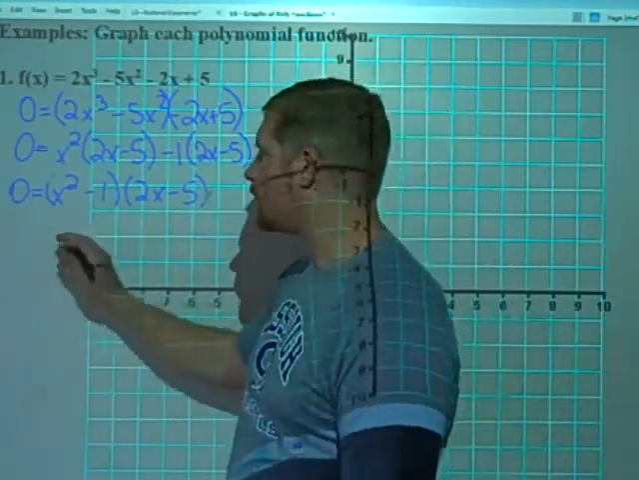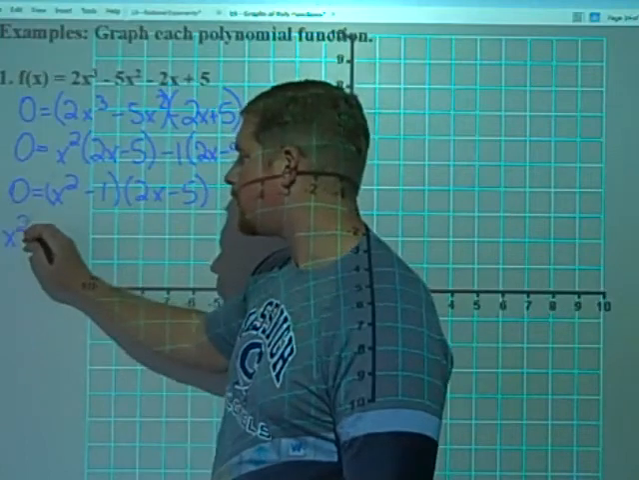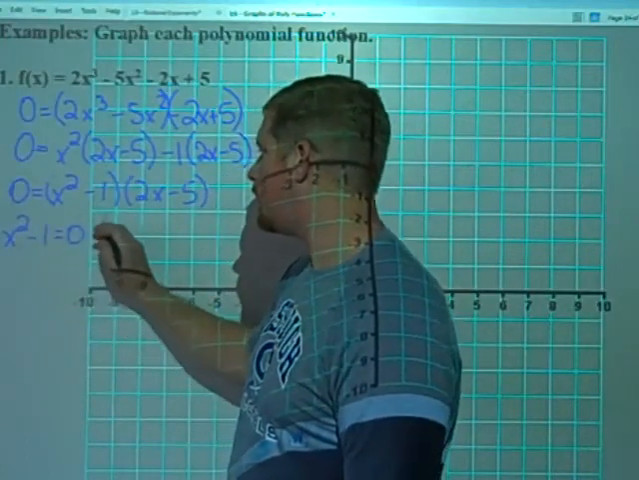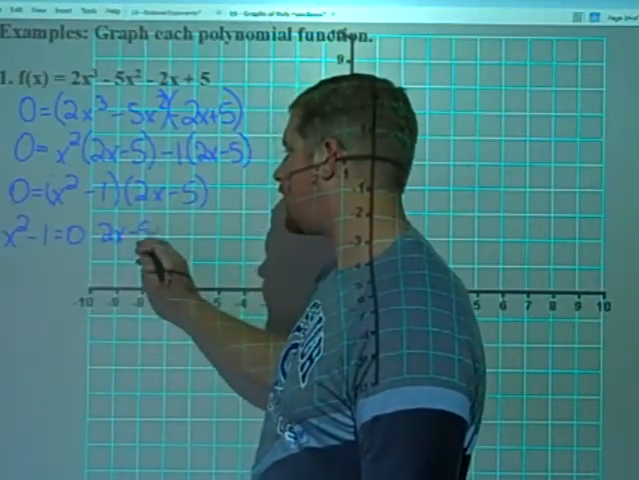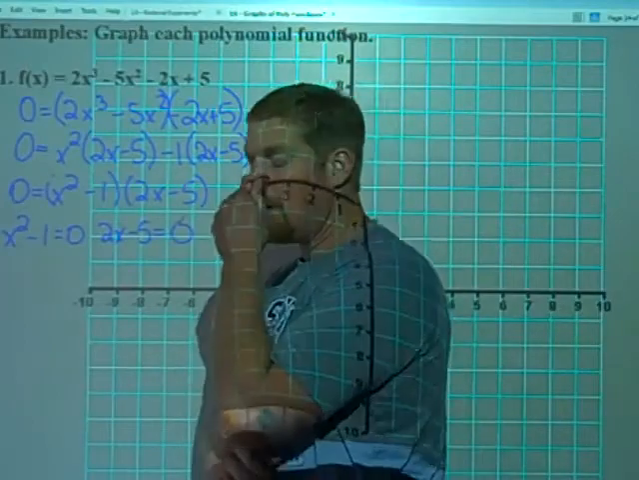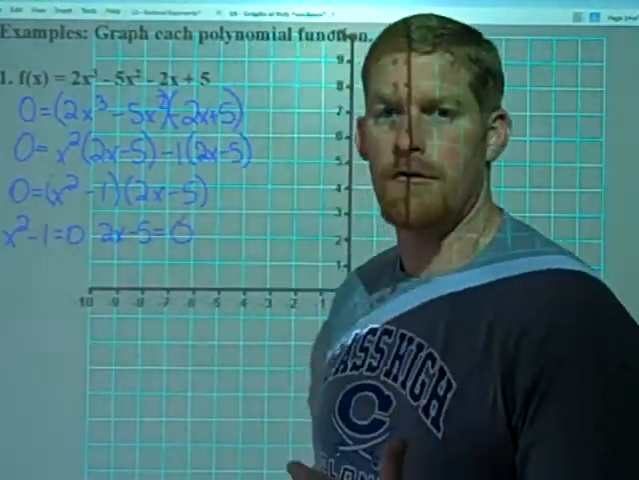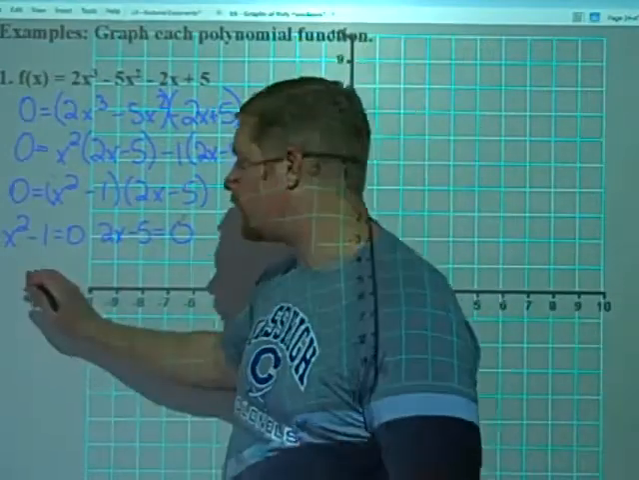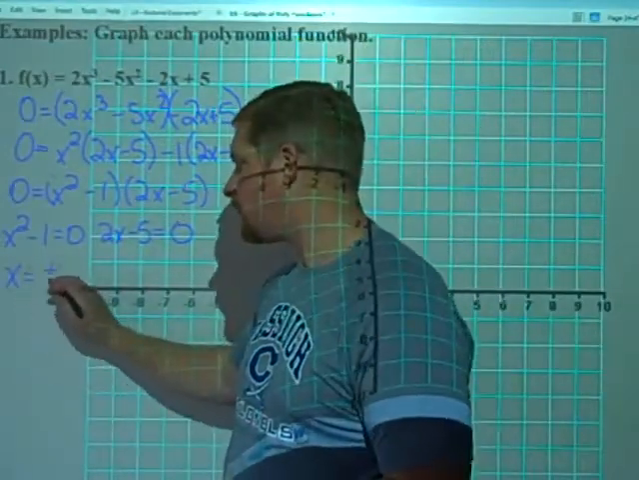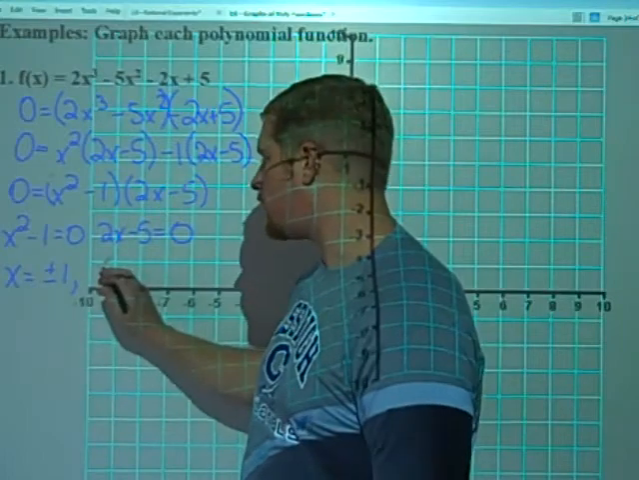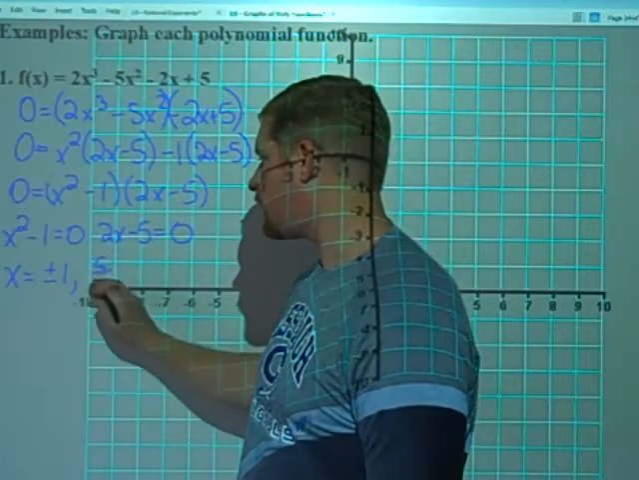Set each of these equal to 0. X squared minus 1 equals 0. 2x minus 5 equals 0. And from here, using your basic algebra, you should be able to tell that two of the zeros are positive and negative 1, and the other one is 5/2.